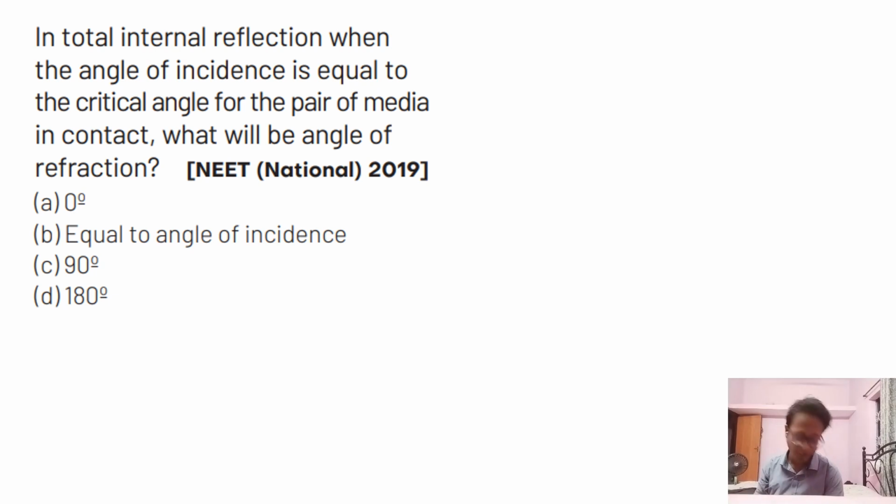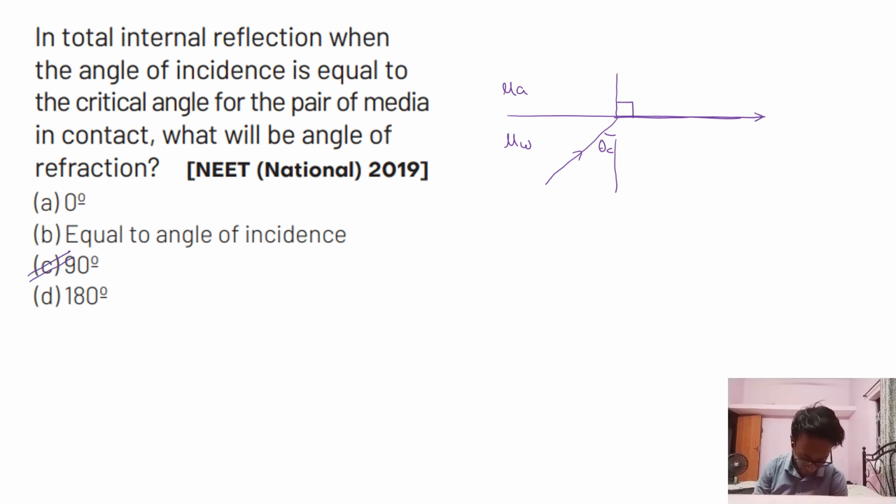Now let's solve a few questions. Question number 1. In total internal reflection, when the angle of incidence is equal to the critical angle for a pair of media, what will be the angle of refraction? Simply, this is water, this is air. If the angle of incidence is like this, and this is the critical angle, the angle of refraction would be like this, no? The angle of refraction would be 90 degrees. So simply option C is our answer.